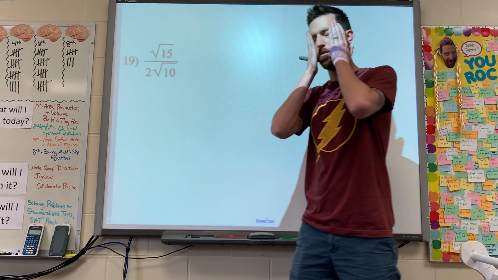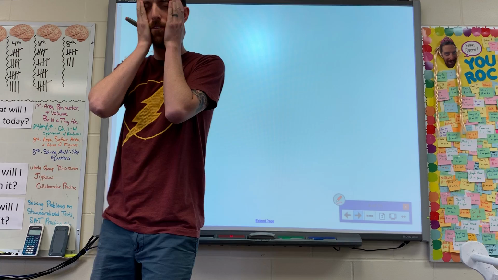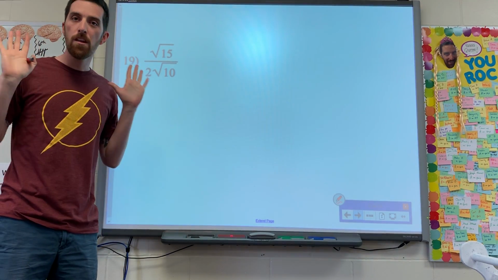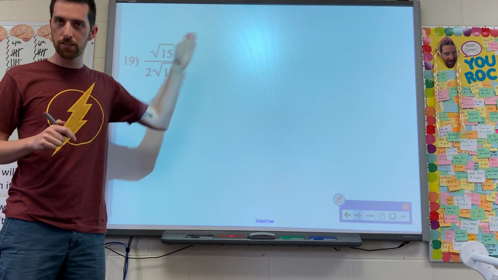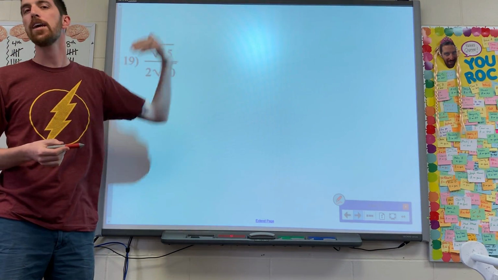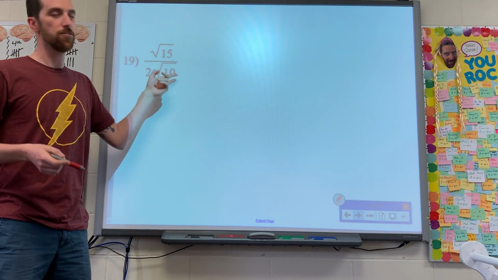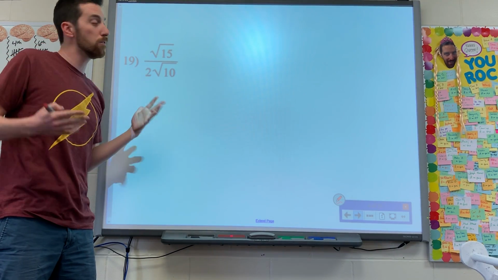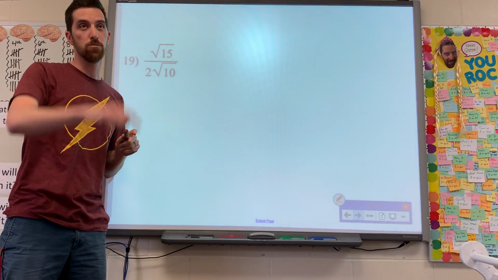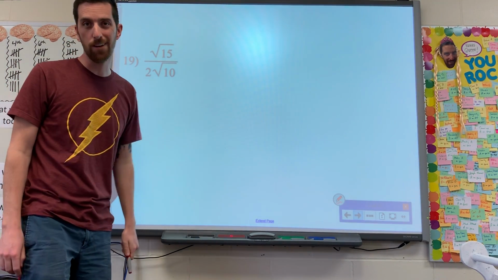Number 19. Oh, no. It's too hard. But remember, even if the radicals are listed separately, you can imagine it as if it was under one gigantic radical. So we can simplify radicals with radicals. What do we know that goes into 15 and 10? 5, that's right.